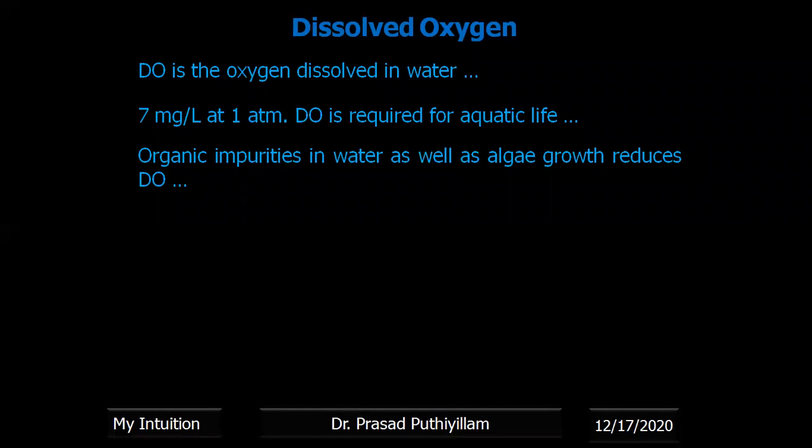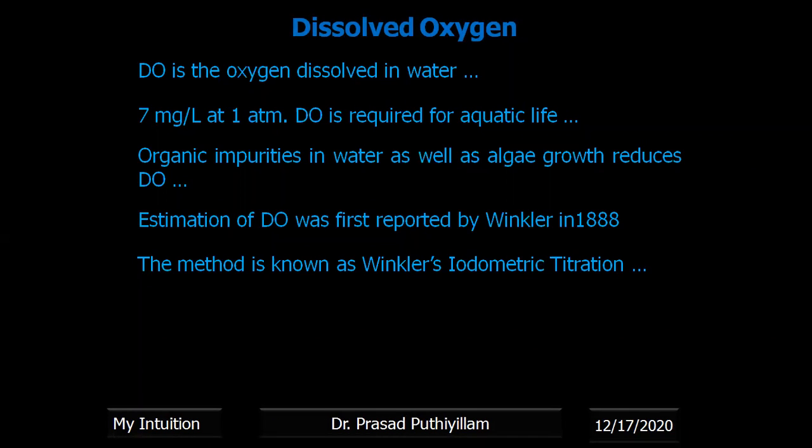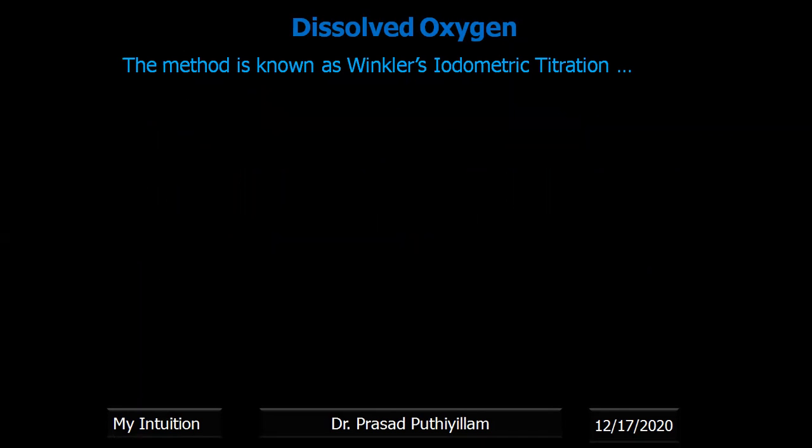Usually organic impurities in water as well as a large amount of algae growth reduce the dissolved oxygen content. Estimation of dissolved oxygen was first reported by Winkler in the year 1888. Therefore, this method is known as Winkler's method or Winkler's iodometric titration.